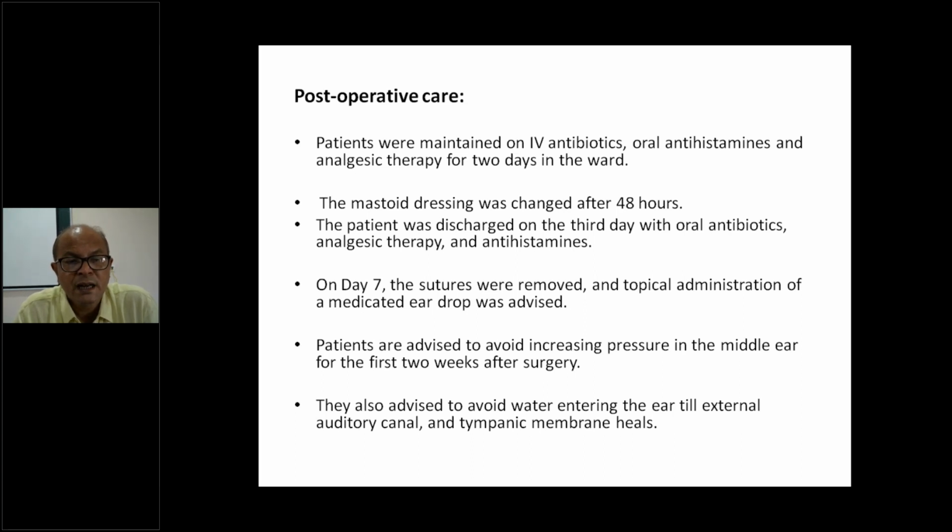Post-operative care: patients are maintained on IV antibiotics, oral antihistaminics and analgesics for 2 days in the ward. The mastoid dressing is changed after 48 hours and the patient is discharged on the 3rd day with oral antibiotics. But here we keep everything for 7 days, and on the 7th day we remove the pressure bandage if it is intact, then we remove the suture, and then we discharge the patient on oral antibiotics.